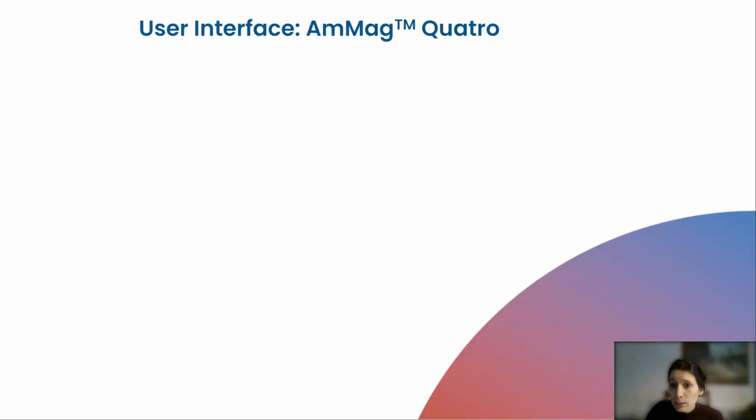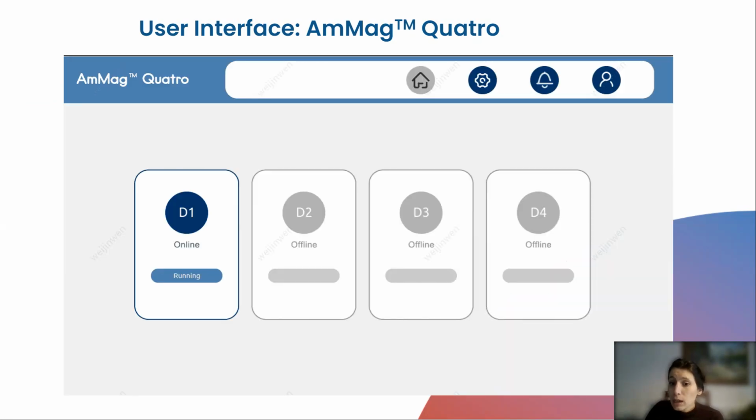Now I'm going to be showing the user interface for the AmMagQuattro. What you're seeing here is basically the interface with only one module connected. You had seen earlier in my slides that the controller is capable of controlling up to 4 modules. Keep in mind, you do not have to have a 4-module setup, of course. What you're seeing here is actually a single module setup, where module number 1 is online.